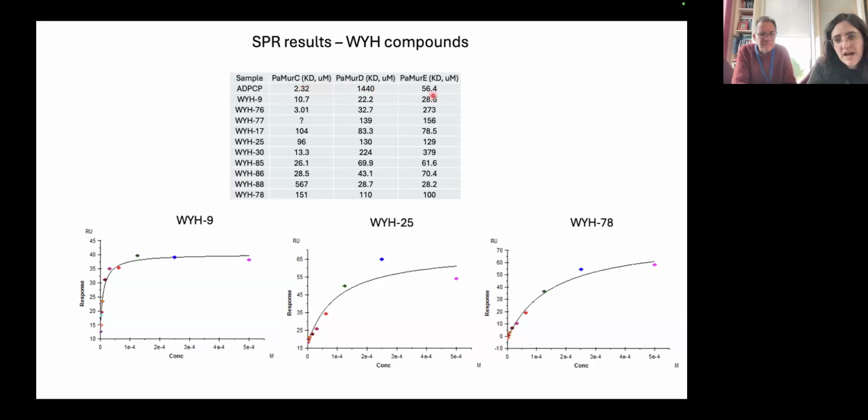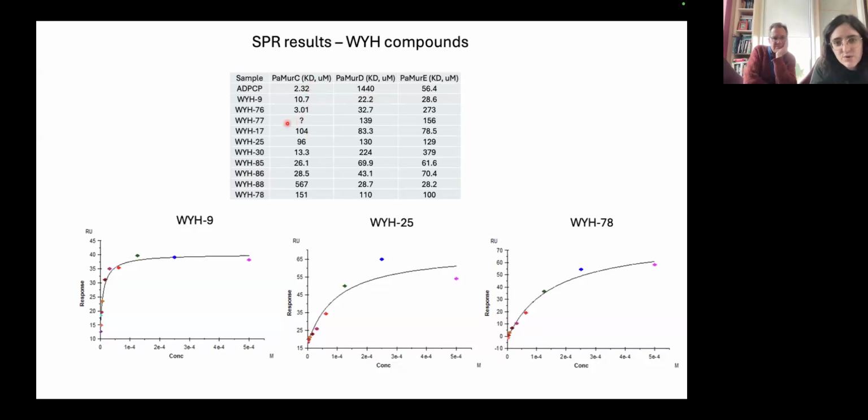Anyway, so I've done some ADPCP as a control, and then all these compounds against MUR-C, MUR-D, and MUR-E. I managed to not have to immobilize the protein permanently. For Pseudomonas, they bind better to the sensor, so I can do that. But if we look at the ADPCP, MUR-D might have some issues in terms of stability inside this chip.